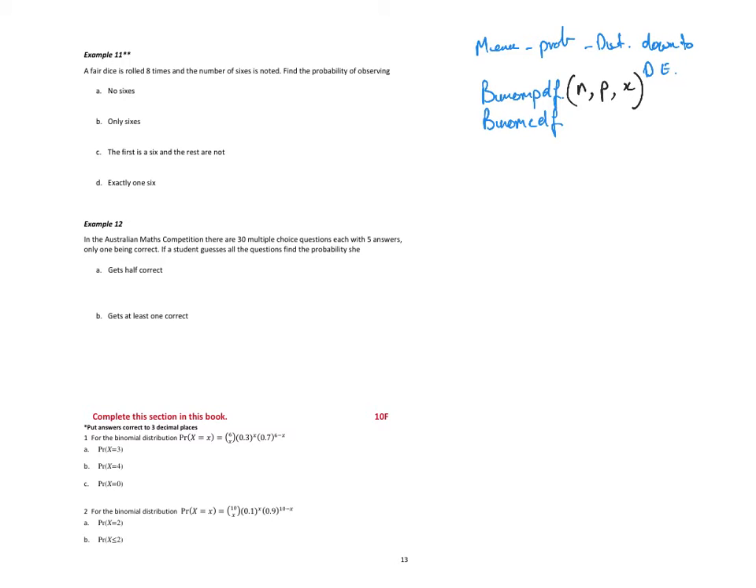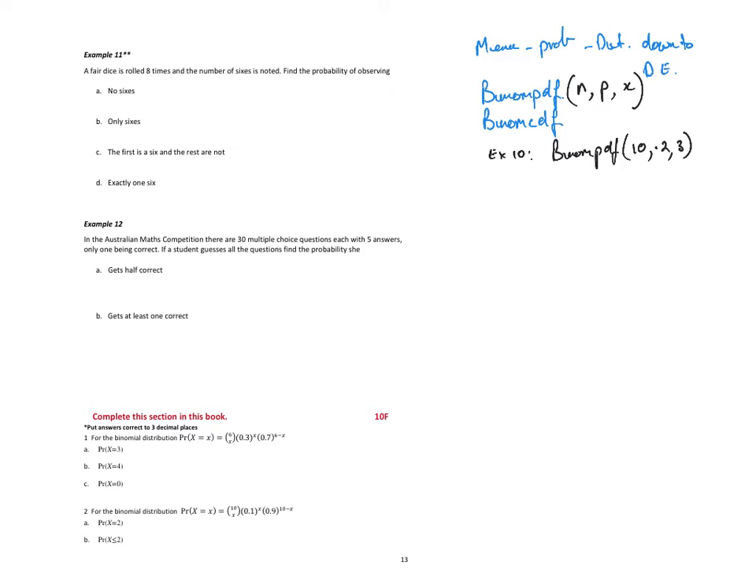So for example 10, to work out the answer for example 10, we had Binom PDF, 10 trials, probability of success of 0.2, the probability that X was equal to 3. The probability that X is equal to 3, or we have 3 successes. And that gives us our answer.